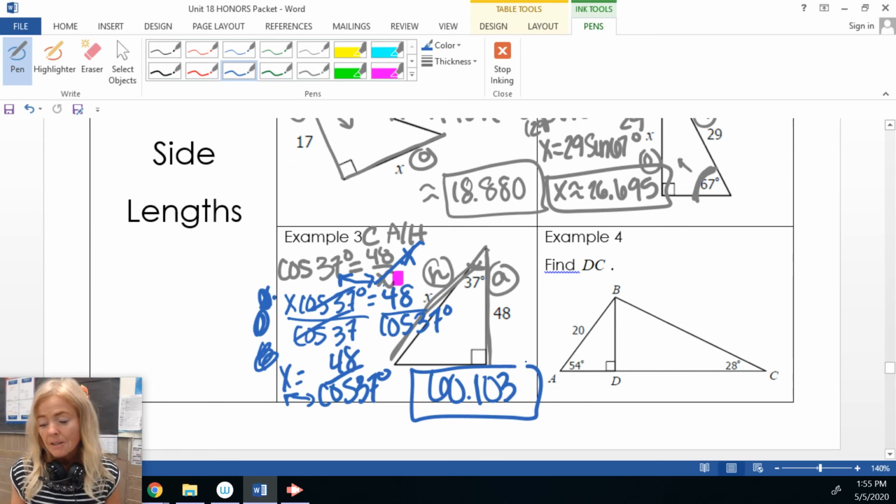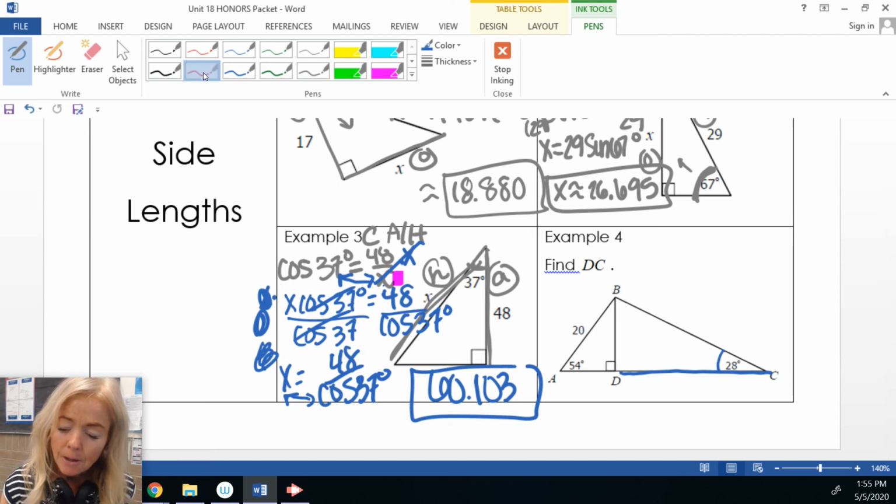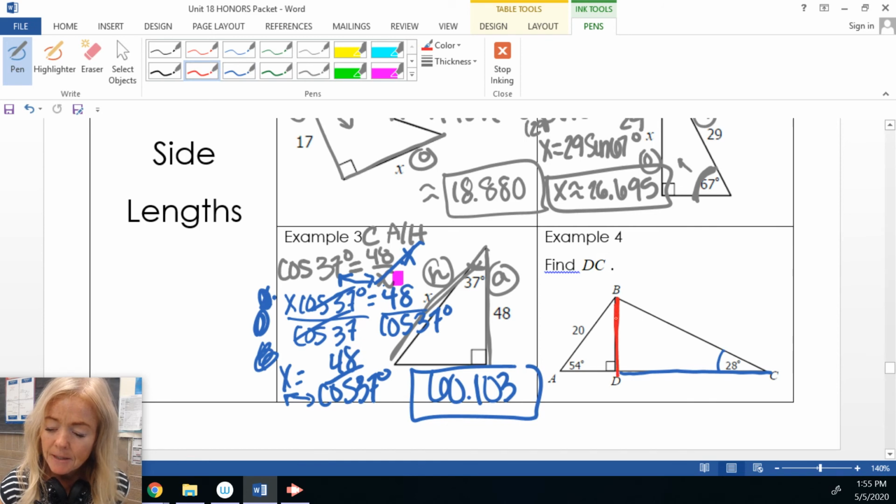Okay, easy peasy. Now, example 4. Well, I have 2 minutes. I wonder if we can do it. Example 4 says find DC. That's right here. Now, all I have is an angle, and I need one more thing. I either need one side or the other. So on these, I have to figure out which side is going to help me. And this side is going to be my helper.